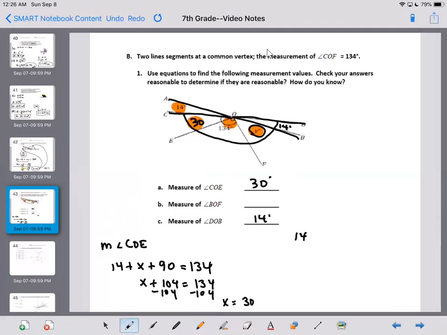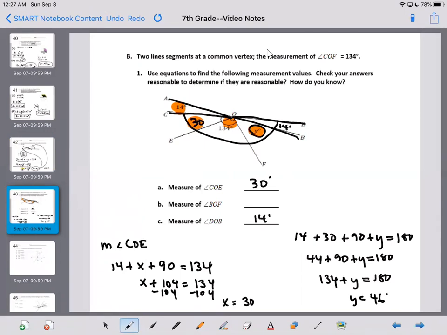So 14 plus 30 plus 90 plus Y is equal to 180. So this is what? 44 plus 90 plus Y is equal to 180. And so this is 134 plus Y is equal to 180. So Y would be 180 minus 134, which is 46 degrees.